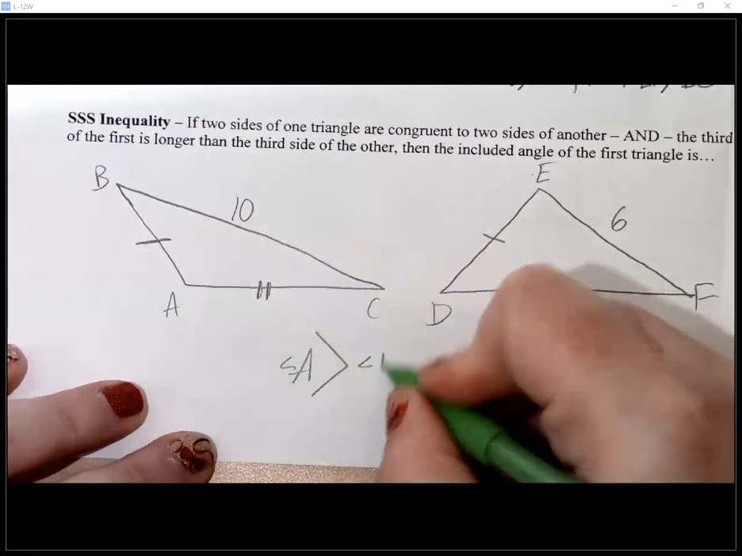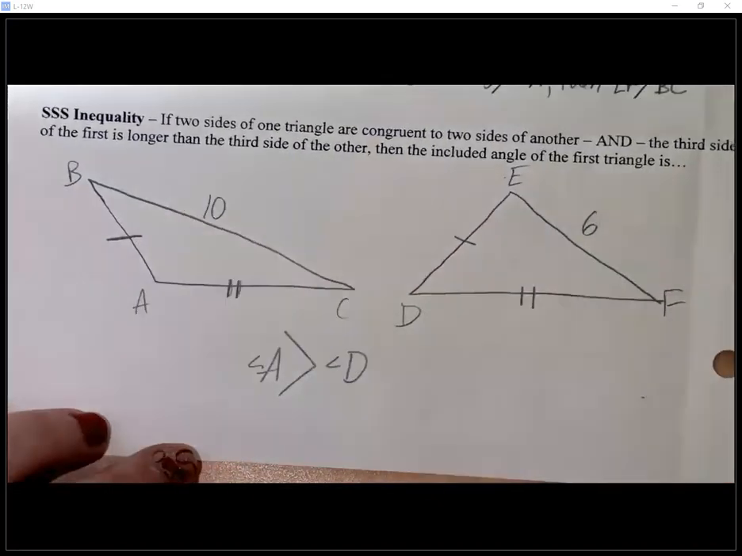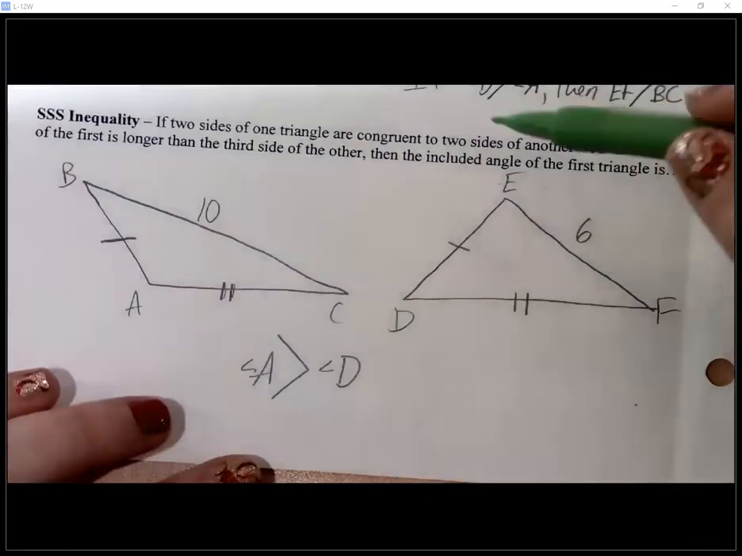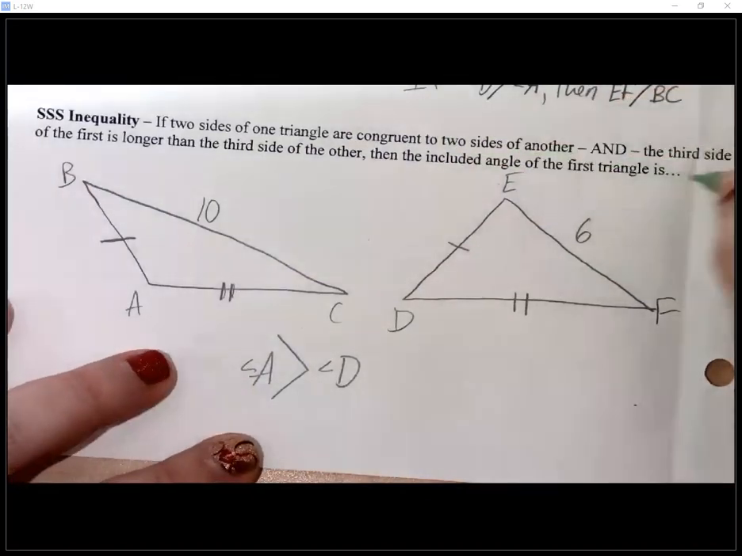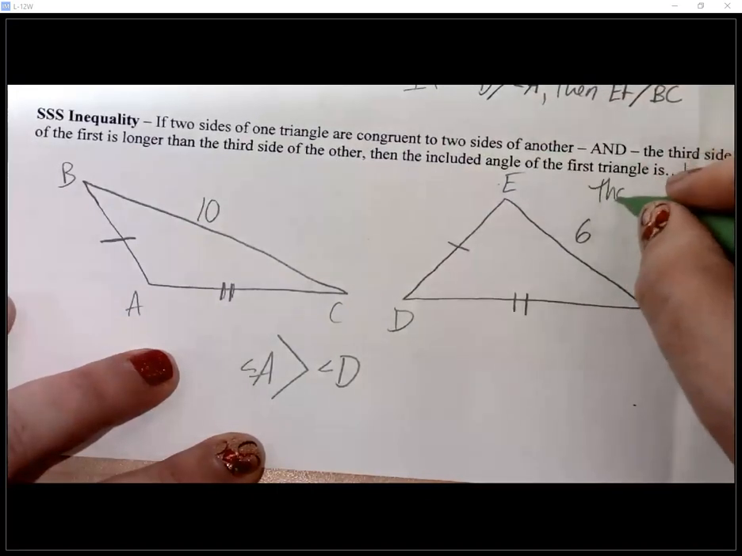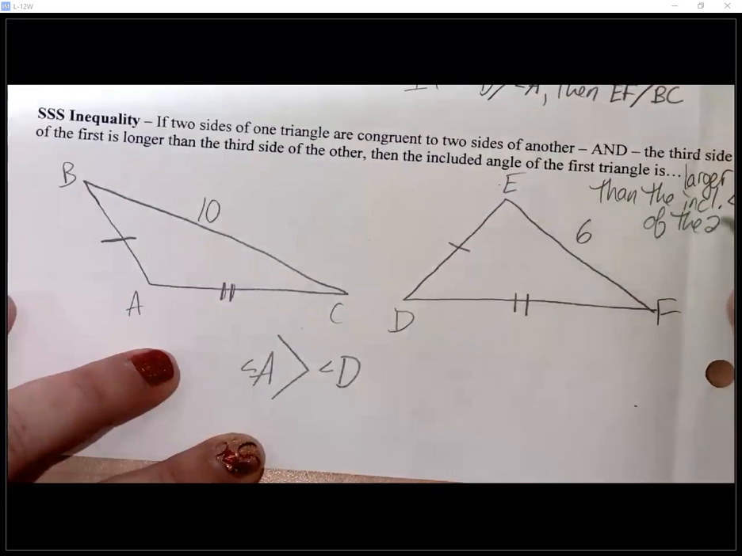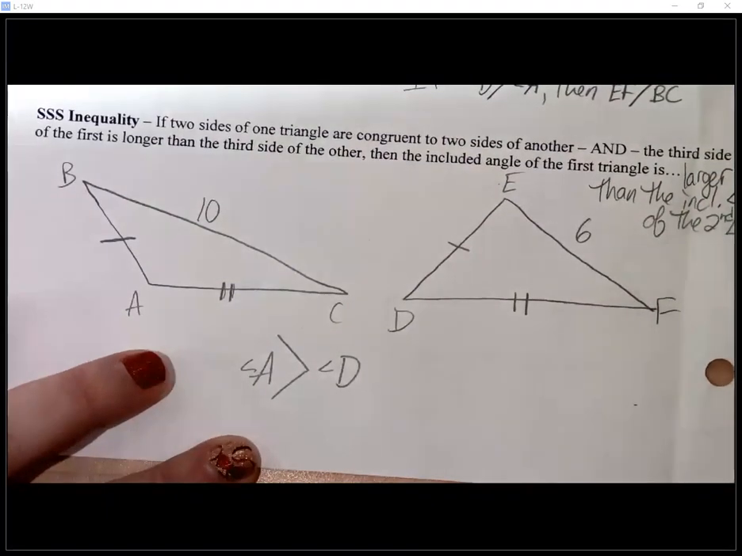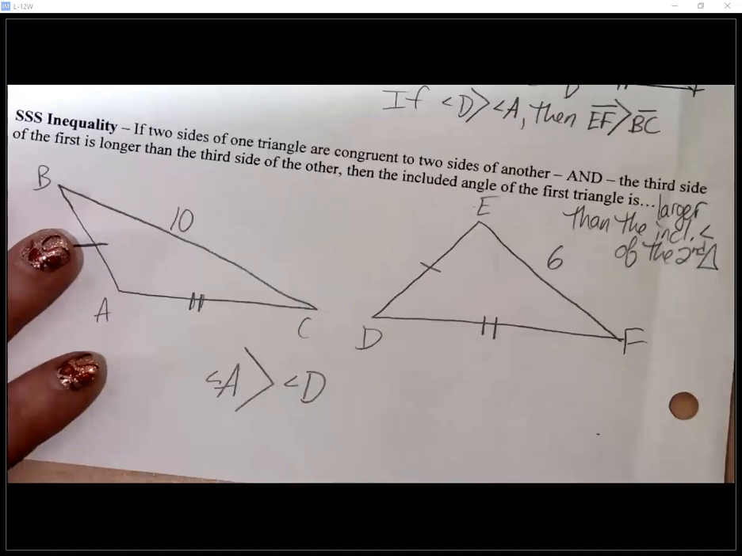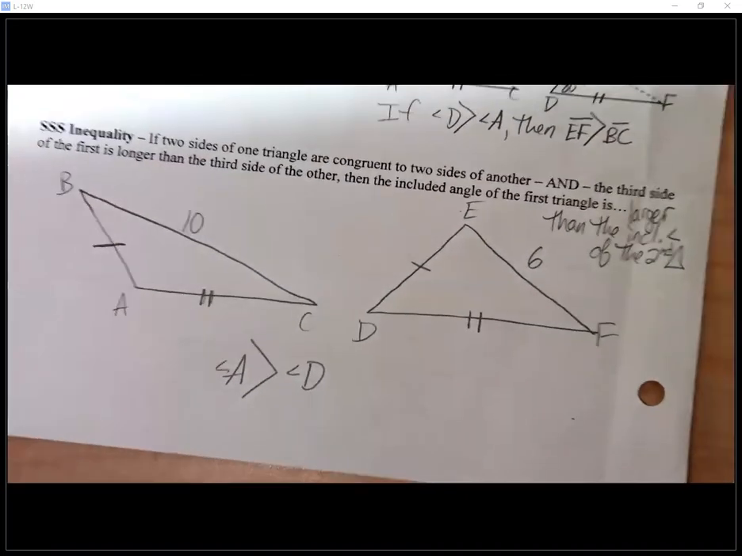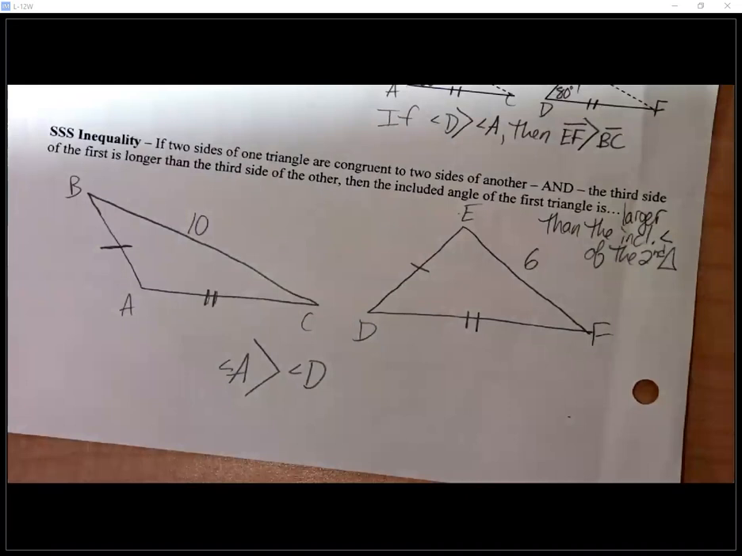All right, so let's finish our dot, dot, dot. So we're going to say the included angle of the first triangle is larger than the included angle of the second triangle. And again, it makes sense. If I'm starting off with two triangles, I already have two sides the same. If I have this ginormous third side compared to a smaller third side, the angles across have to match up.